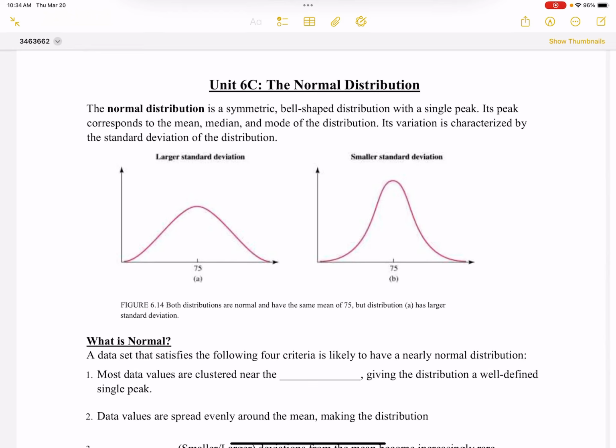All right, so today we're gonna go in. We learned the empirical rule so far, and now we're gonna go in and talk more about normal distribution. So this is the second part of Unit 6C.